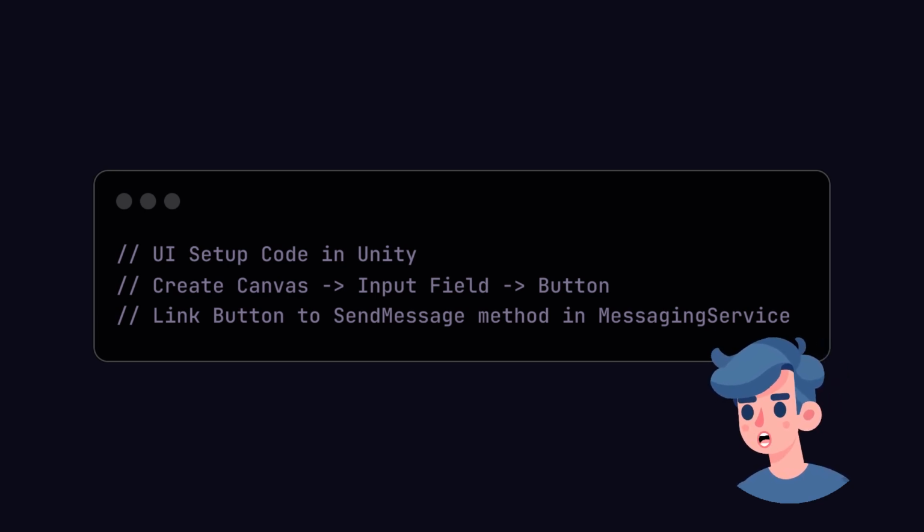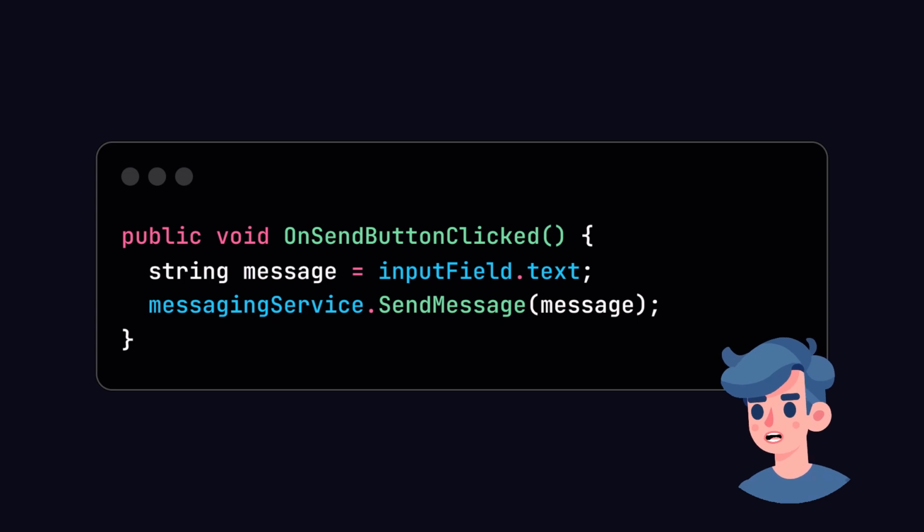Create a simple UI using Unity's UI system, a text field for inputting messages, and a send button for submitting them. Next, let's implement the button's on-click event to call our messaging service to send the user's message. We'll add this functionality in our UI script.